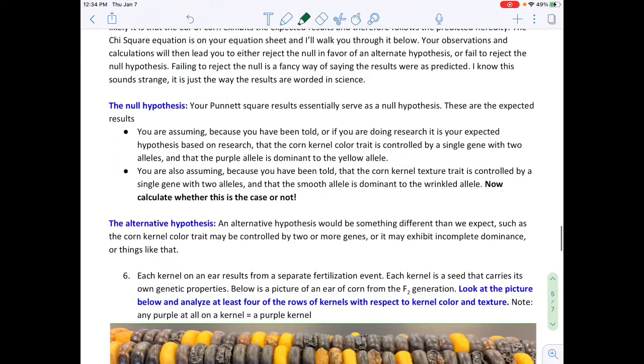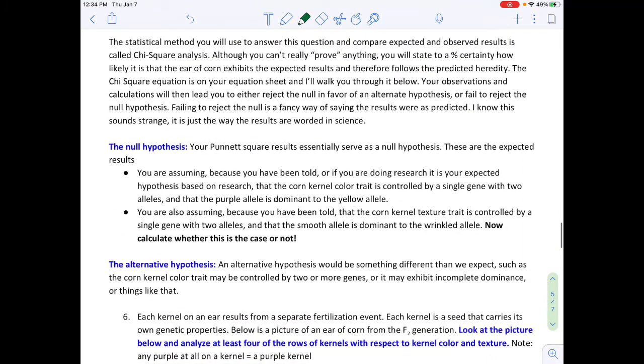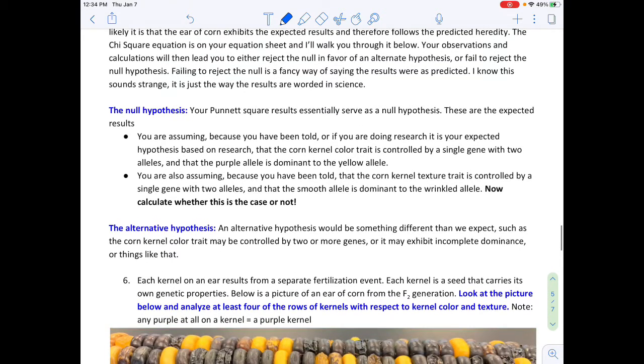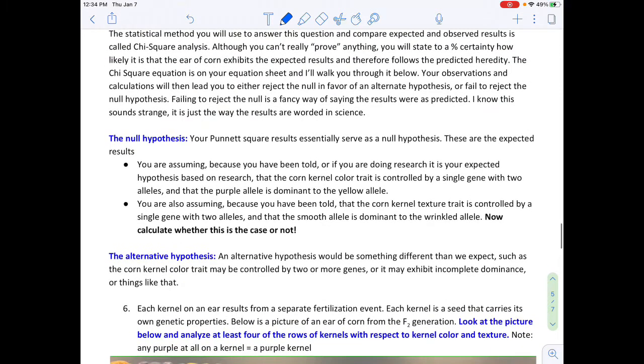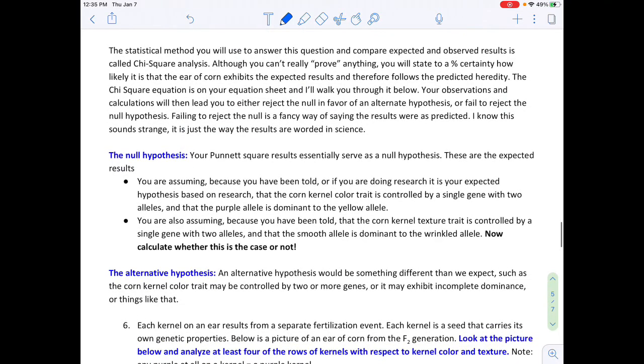Okay, so in order to do chi-square, we have to identify what we're looking for, and that's what's called the null hypothesis. Sorry, the null hypothesis is what we expect. Assuming the 9:3:3:1, assuming Mendelian genetics is holding true, that it's a trait that's passed on with complete dominance and recessiveness, and that has only two alleles for each trait, and so on. So the null hypothesis is just everything that we've assumed up till now.